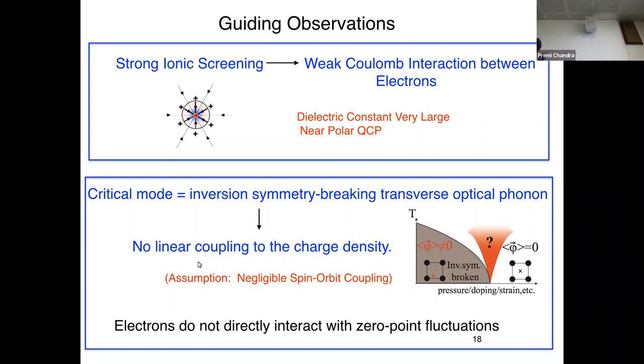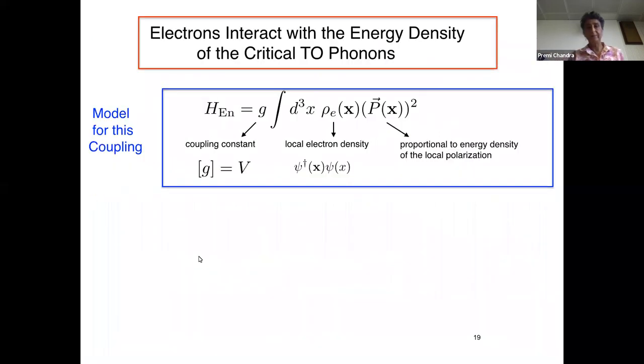So what this tells us is that the electrons do not directly interact with the zero-point fluctuations, but they know about them. The situation is somewhat analogous to baryons in the cosmos, where we know that they interact with zero-point fluctuations in some way, but it's not obvious. Of course, zero-point fluctuations are the dark matter.